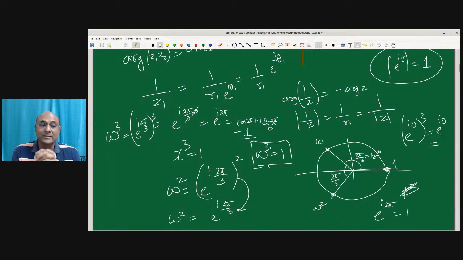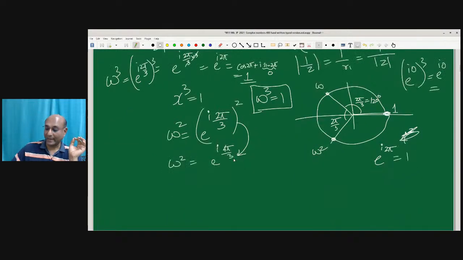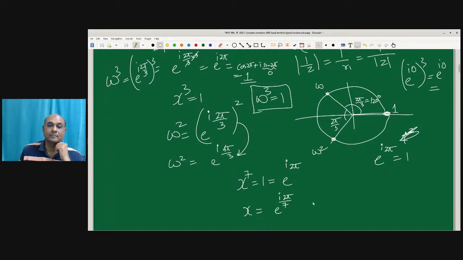In fact, this should now start telling you what the 4th roots of unity should be, what the 10th roots of unity should be. It all comes from e to the power of i 2 pi. Suppose I want the 7th roots. Suppose I say x to the power of 7 has to be 1. Then you write 1 as e to the power of i 2 pi. Take the 7th root: x is e to the power of i 2 pi by 7.